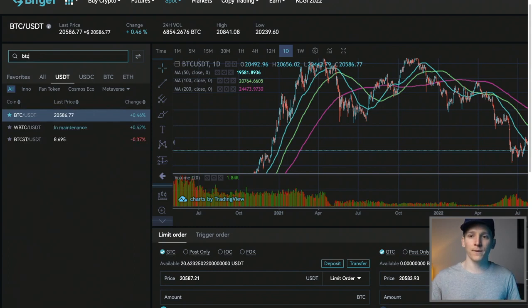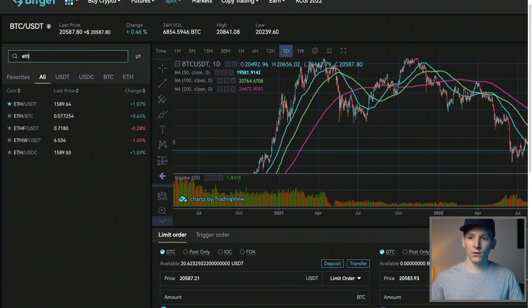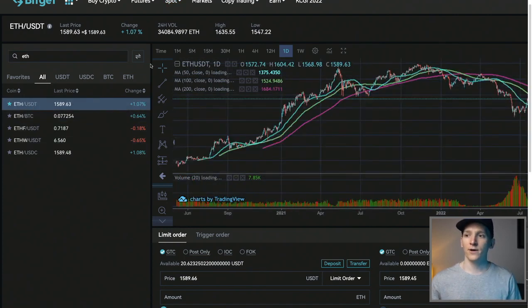So if you want to trade Bitcoin, down here you can see all of the pairs that trade against Bitcoin for USDT. If you go over to all, then you should see all of them, and you can actually trade against USDC as well, USD coin. If we want something like Ethereum, you can see all of the pairs here that you can trade, right? So choose whichever one. So let's do Ethereum right here, and you can see it all changes.